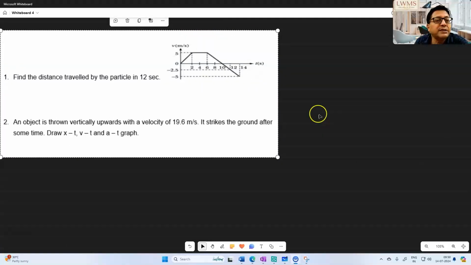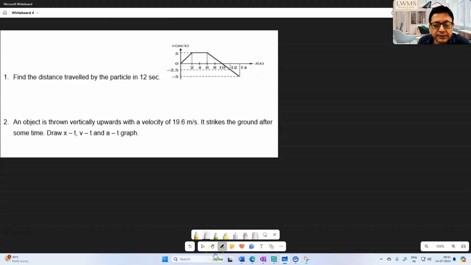So to find the distance travelled by the particle in 12 seconds, this is one of the examples I am going to discuss. You can see the graph properly. Here, distance travelled in 12 seconds.